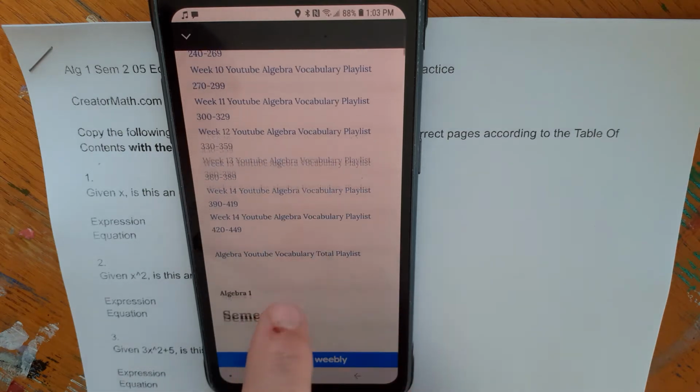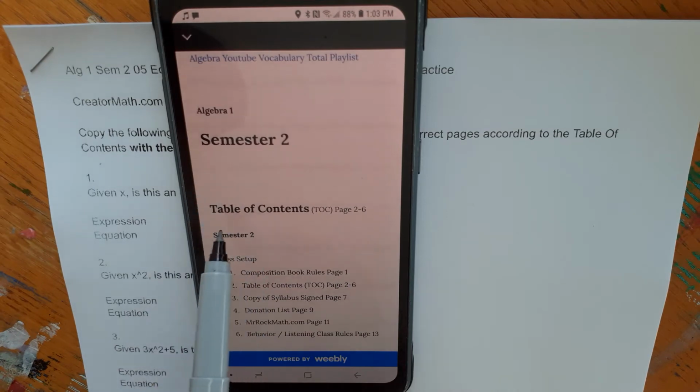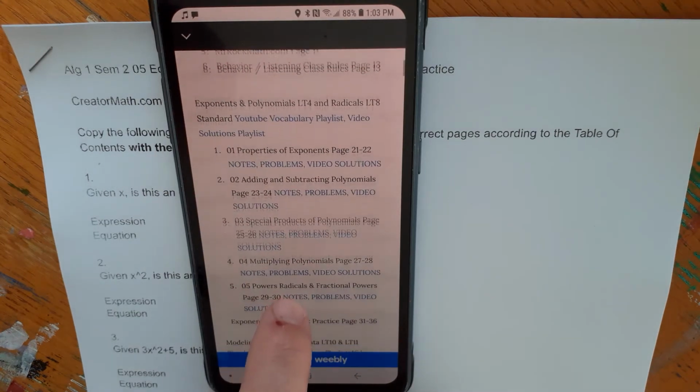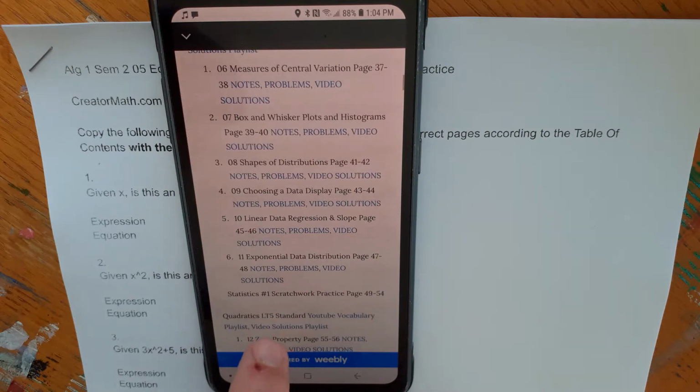All right, scroll past that to the table of contents. Here we are, Semester 2, table of contents, pages 2 through 6. You should have copied all of this table of contents for Semester 2 onto pages 2 through 6 by now. If not, stop what you're doing and copy it in, all right? Every one of these is going to be a line, so it's a lot of lines.